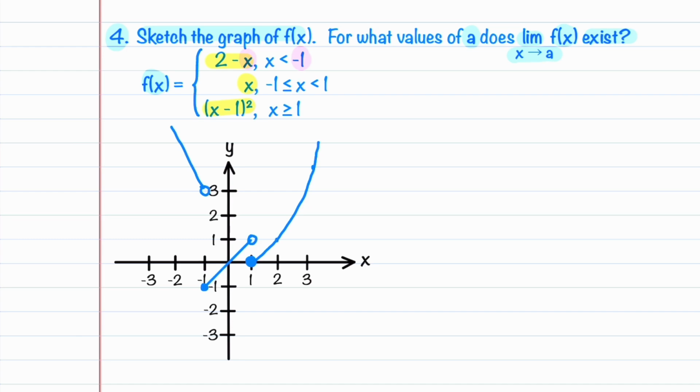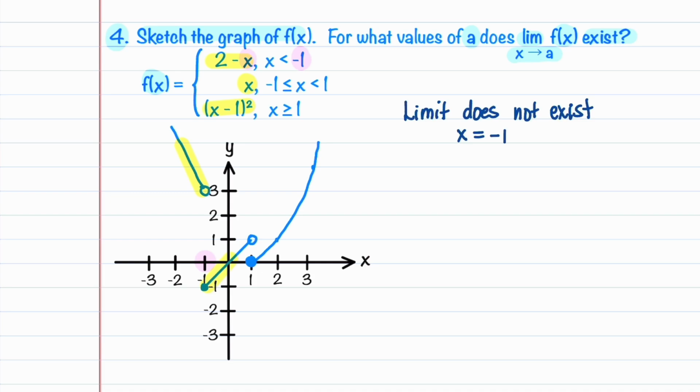We want to find out for what values of a does the limit exist. For this question, what we want to do is start by thinking about the opposite. Looking at our graph, we want to determine for what values of a does the limit not exist. Let's write that down. So we want to see where the limit does not exist. If we look at x is equal to -1, we can see that the left-hand limit does not equal the right-hand limit. So let's write down that our limit does not exist at x is equal to -1.